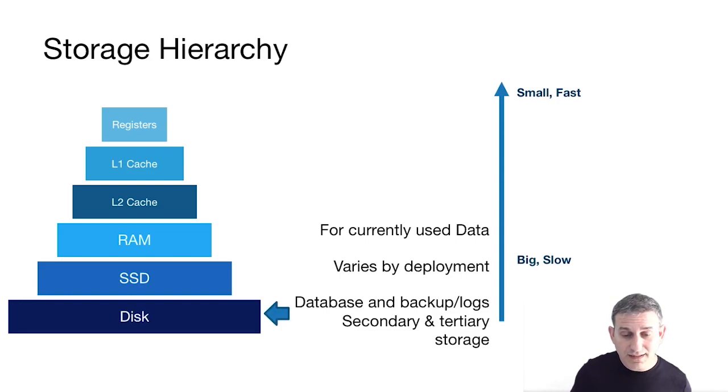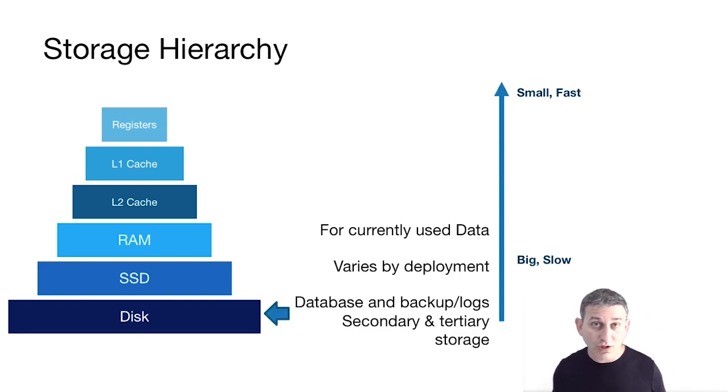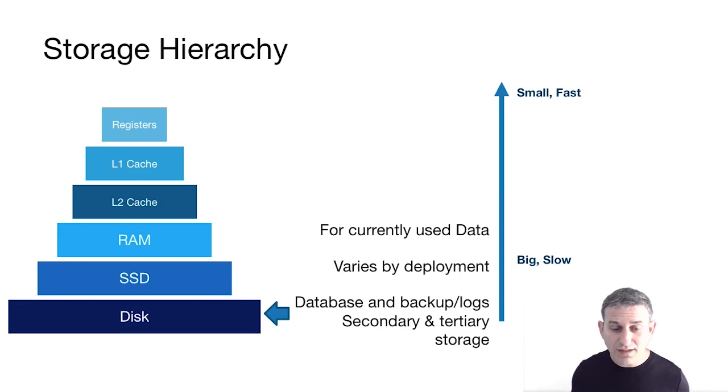Now in database land, the database and the logs and backup information are typically stored on disks for very large databases, or even on what's called tertiary storage. So if disks are secondary storage and RAM is primary storage, tertiary storage might be something like a backup service in the cloud or a tape drive. All right, so that's where your database and backup logs are often stored for very big databases.